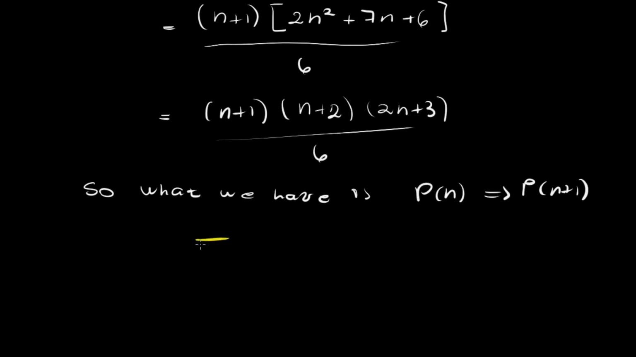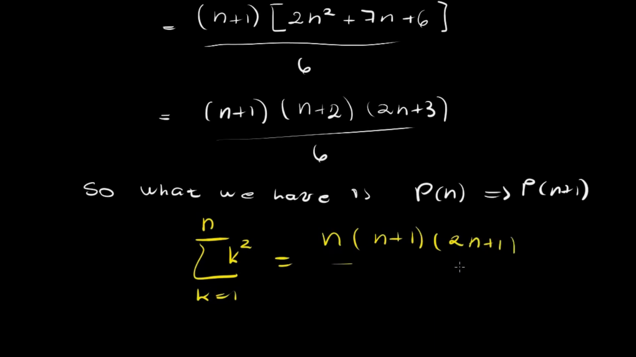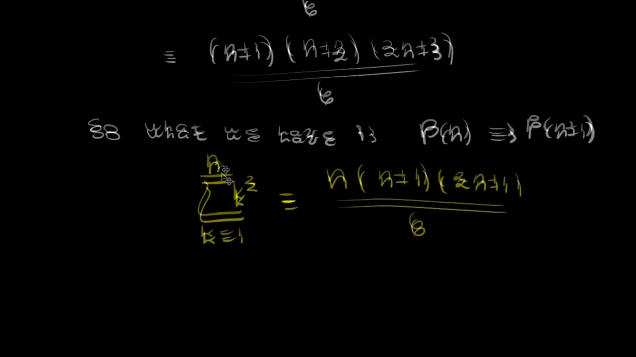So what we found is that the sum of k squared starting from 1 equals n times n plus 1 times 2n plus 1, divided by 6. Let's do another example.